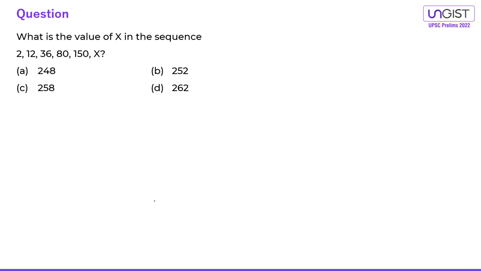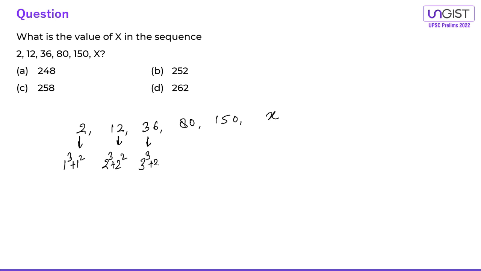Next question is, what is the value of x in the given sequence? Okay, so this is 2, 12, 36, 80, 150, and x. Guys, you know what? This is 1 cube plus 1 square. This is 2 cube plus 2 square. This is 3 cube plus 3 square. This is 4 cube plus 4 square. This is 5 cube plus 5 square. So it has to be 6 cube plus 6 square, right?